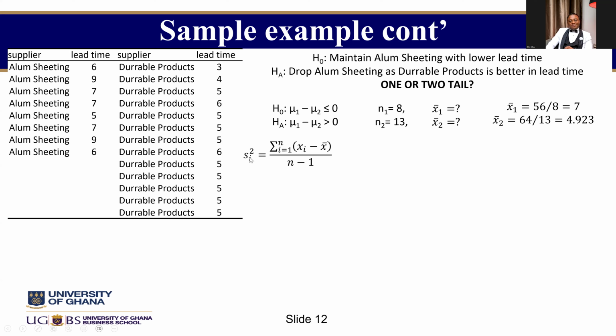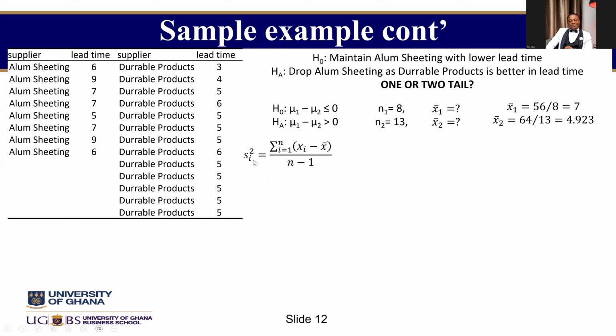The I means that you are doing it for group 1. So if you are doing it for group 1, I becomes 1. If you are doing it for group 2, I becomes 2. Group 1 is alum sheeting. Group 2 is durable product. So you're going to take group 1 and calculate.